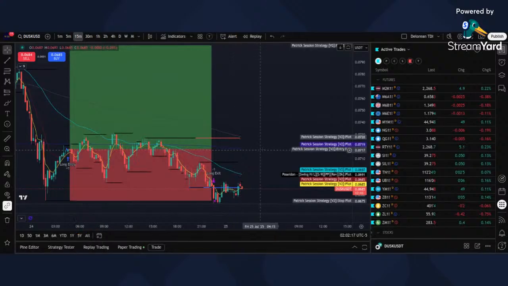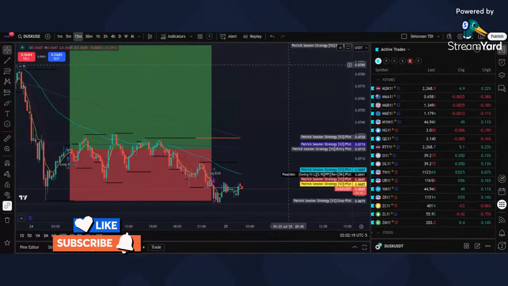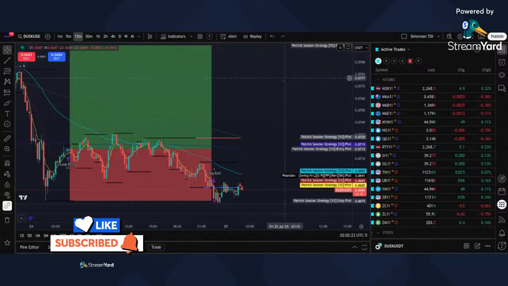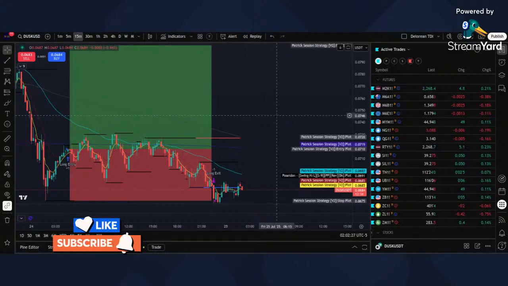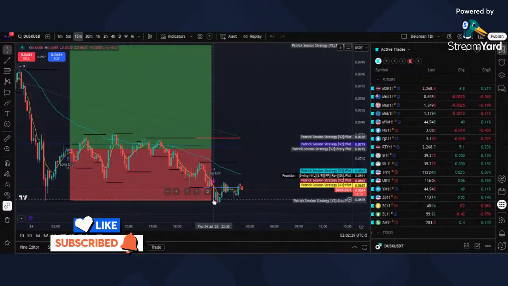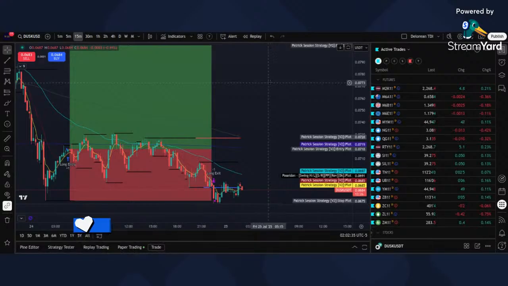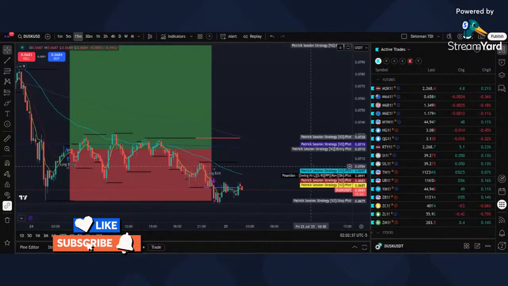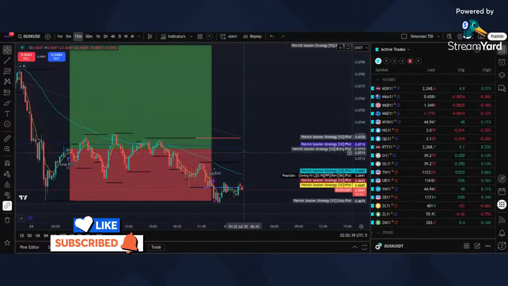If these lines appear in this order, blue on the top, gray in the middle, and aqua on the bottom, BGA, you're in a downtrend. If they appear in this order, aqua on the top, gray in the middle, and blue on the bottom, you're in an uptrend. Any other combination of these colors means you're in consolidation.